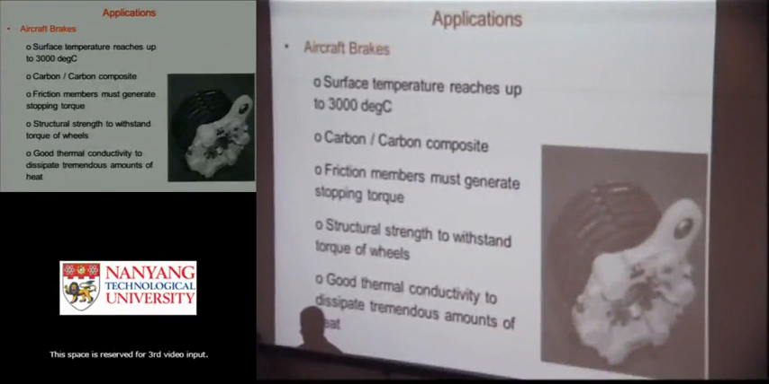Okay, of course, this material has a lot of applications, right? For example, we can use this for airplanes and car tires, right? And also, because it has high thermal conductivity, it has a lot of applications, normally in some high-tech applications.